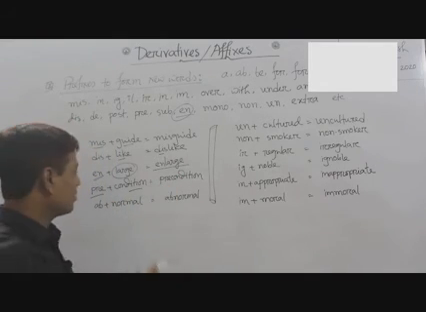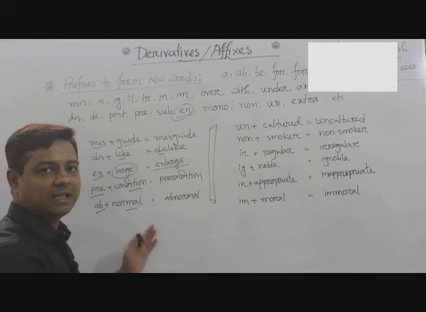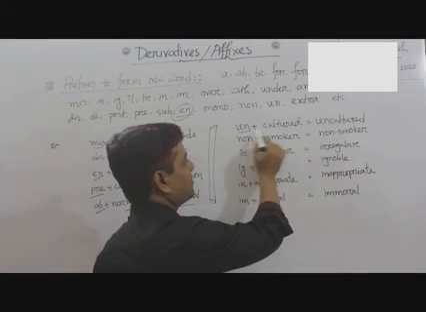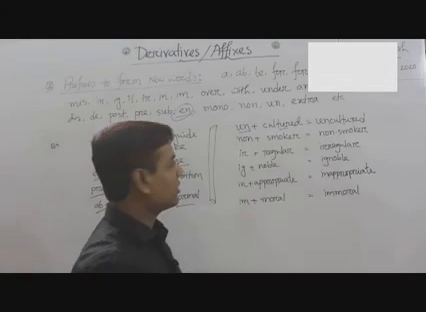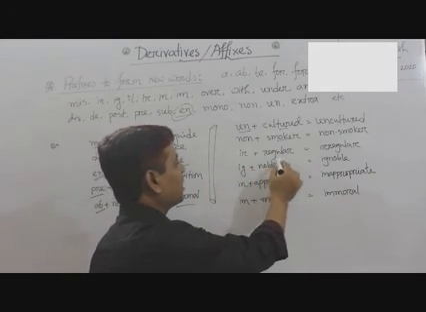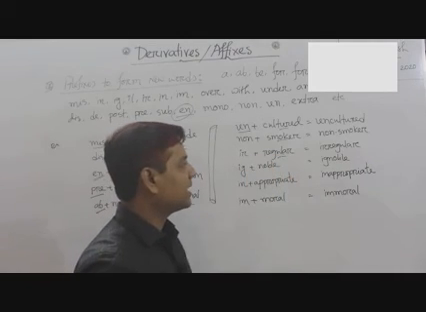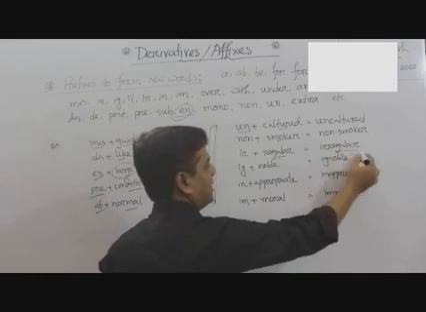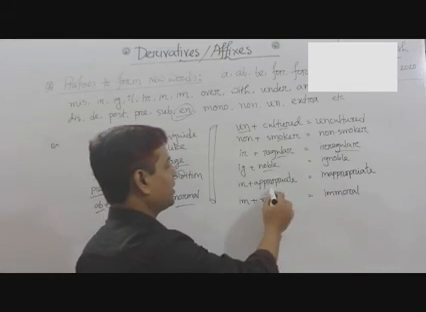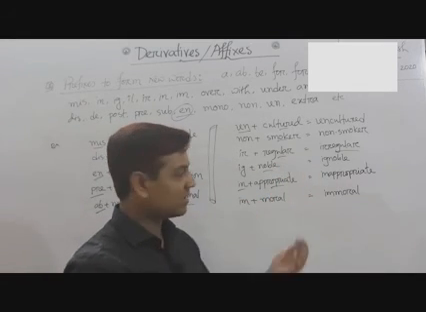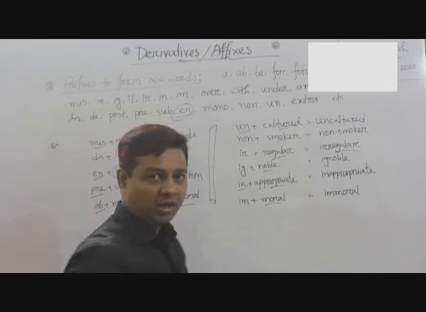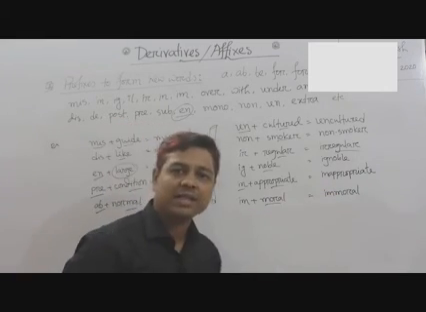Precondition. Condition is a noun, precondition is also a noun. Normal is an adjective, abnormal is also an adjective. Uncultured. Un is the prefix, cultured is an adjective, uncultured is also an adjective. A smoker is a noun, and non-smoker is also a noun. Regular is an adjective. If we use the prefix ir, irregular is also an adjective. Noble is an adjective, ignoble is also an adjective. And appropriate is an adjective, if we use the prefix in before it, inappropriate also turns into an adjective. And moral is an adjective, immoral is also an adjective.